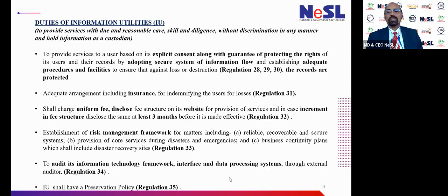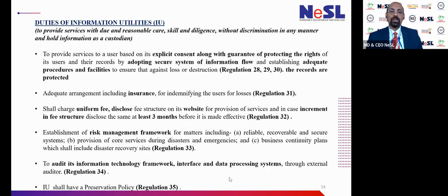So all these are there in regulations 28, 29, and 30. Adequate arrangement including insurance for indemnifying the users for any losses which happen. There's a provision relating to fee also. And then a risk management framework has to be provided, and this is to provide for all matters, including a reliable, recoverable, and secure system, provision of core services during disasters and emergencies, and of course, a business continuity plan which shall include disaster recovery sites.